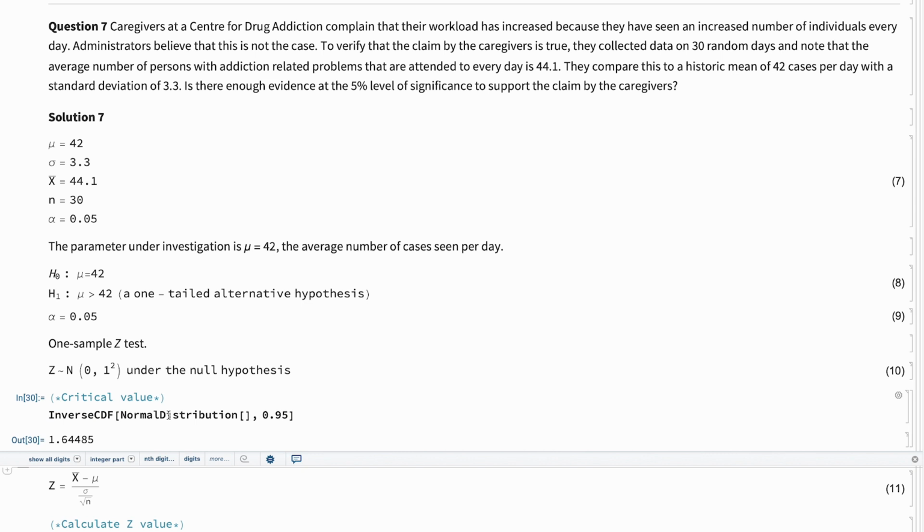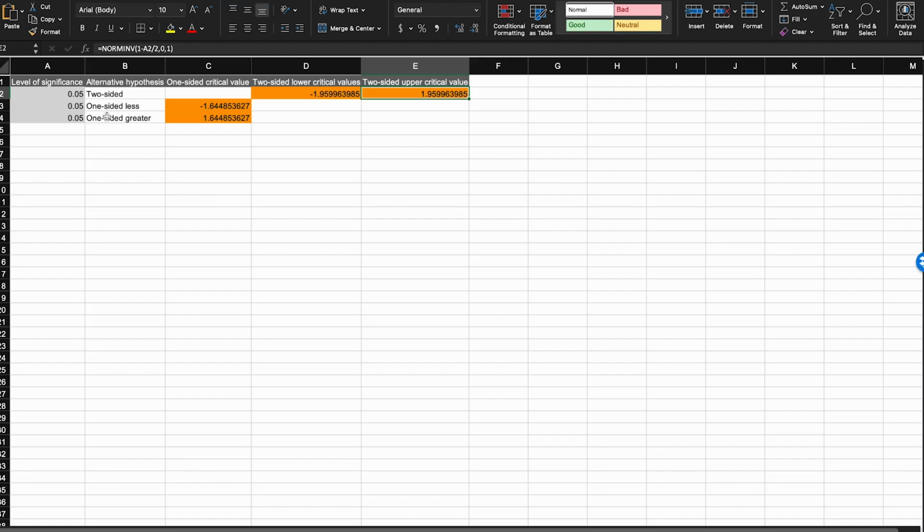I'm just going to use Koji, and I see it's 1.64485. Remember, I can go to my spreadsheet and have a look at this. Let's do that. Here's my spreadsheet. I'm on one-sided greater. They believe the mean is greater than 42. My alpha value is 0.05. Lo and behold, I find a critical value of 1.64. So I know that's the critical value.